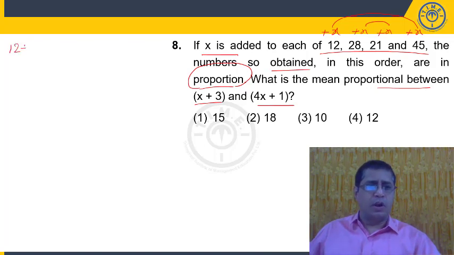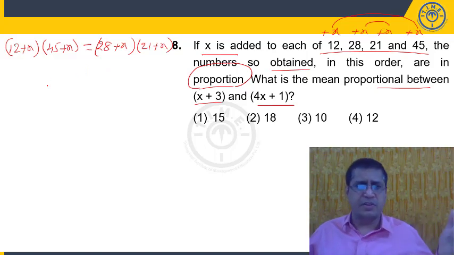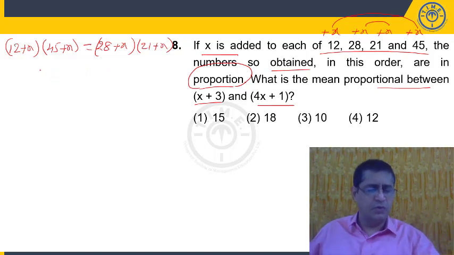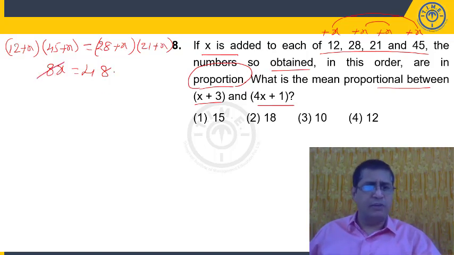Now 12 plus x into 45 plus x is equal to 28 plus x into 21 plus x. Now just multiply and simplify this. X square gets cancelled, and by taking variables on one side and numbers on the other side, on simplification you will get 8x is equal to 48. 8x is equal to 48 means the value of x is equal to 6. Simplification you can do. Actually you are supposed to do the simplification.